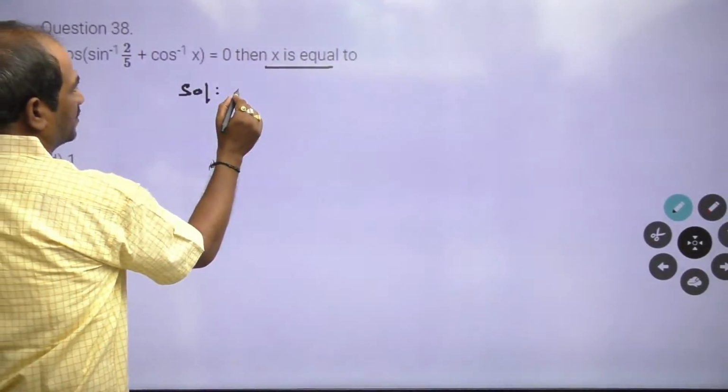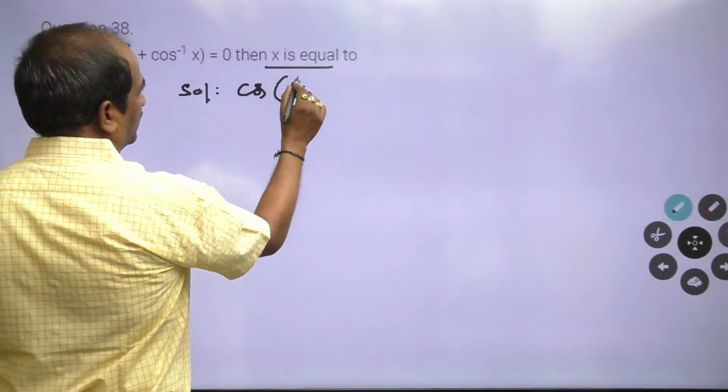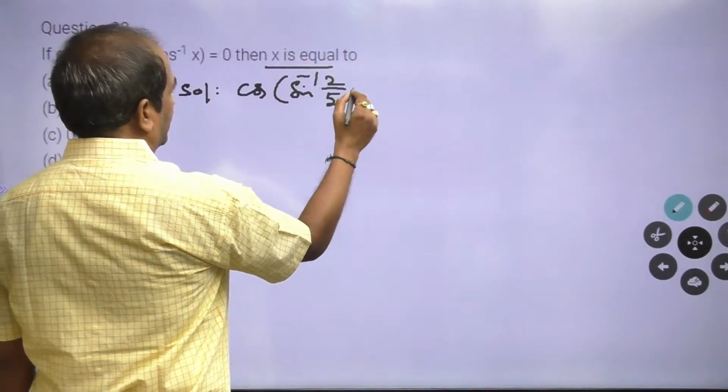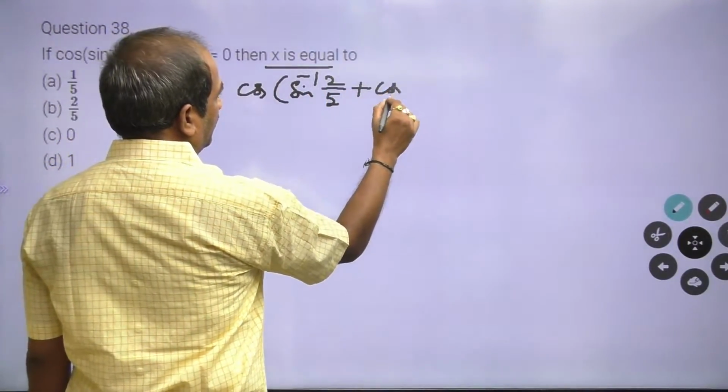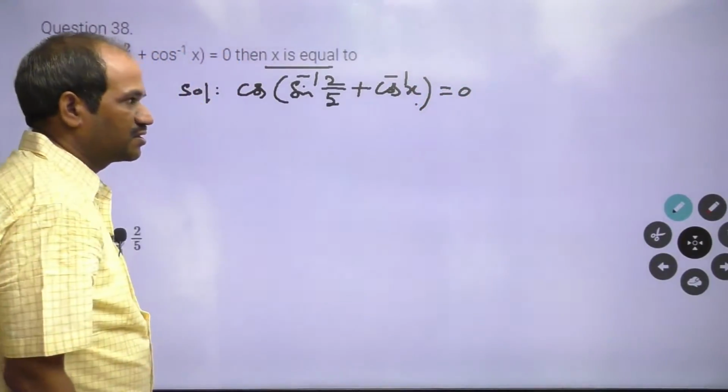See here, the given equation: cos of sin inverse of 2 by 5 plus cos inverse x is equal to 0. That is, cos of (sin inverse of 2 by 5 plus cos inverse x) is equal to 0.